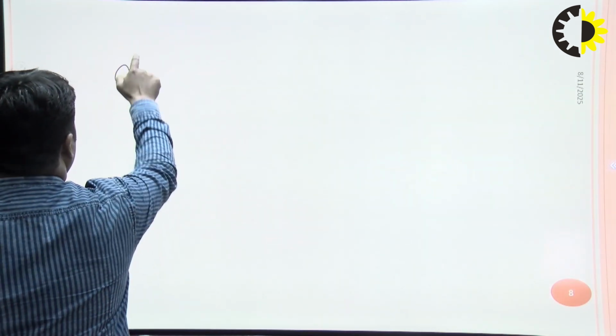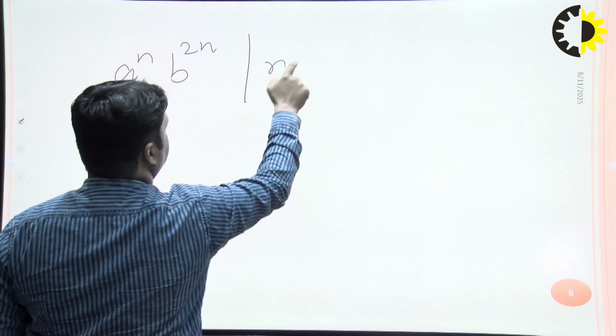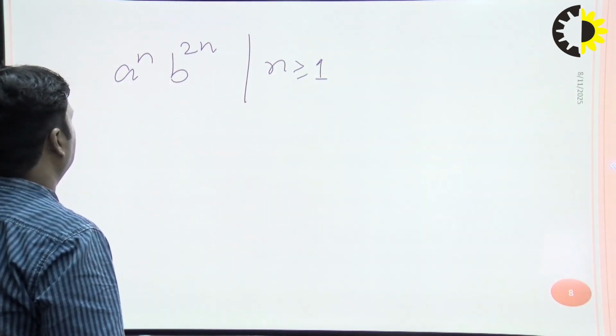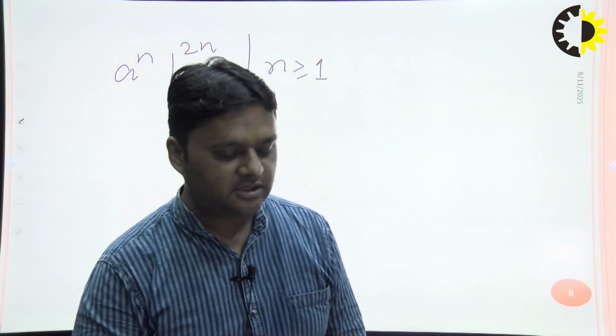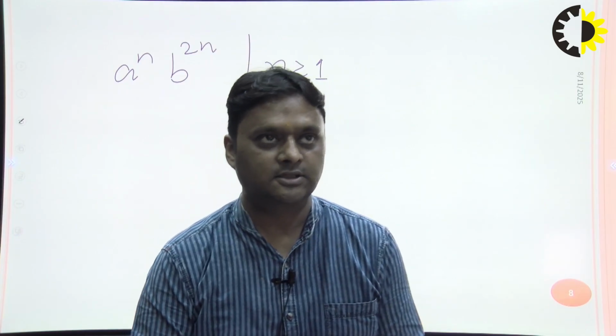A to the power n, b to the power 2n, where n is greater than or equal to 1. So this question is for practice, and we will discuss it in the next class. Okay.